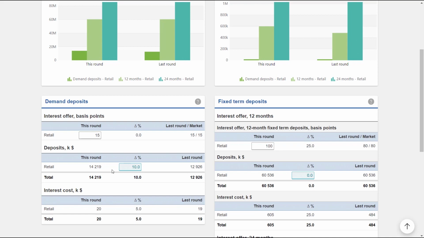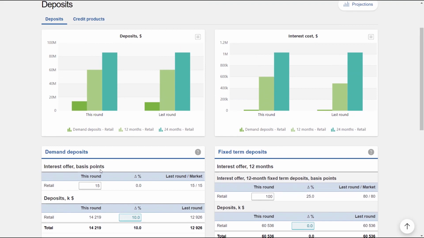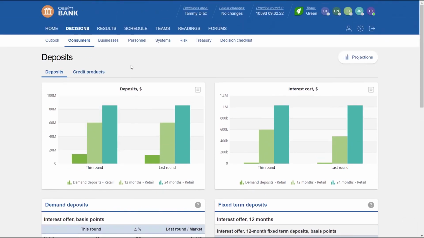Everything in the simulation is linked, so whatever numbers you put here will then appear in my bank's balance sheets, and that's going to be the amount of money that I have available then for lending.